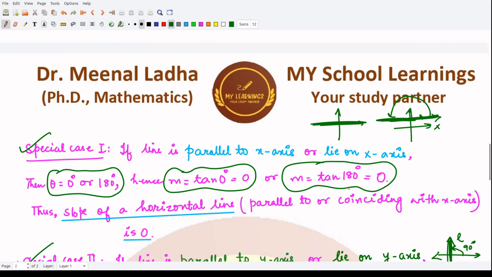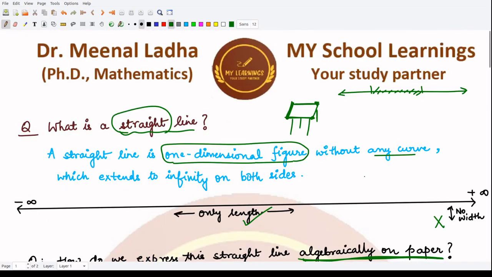So I hope you understood what a straight line is and how we can express the slope of a line.